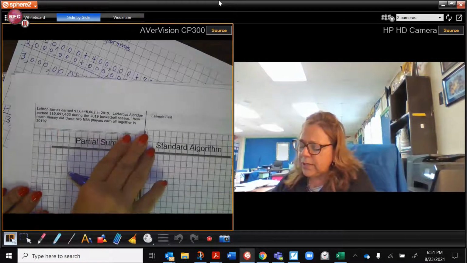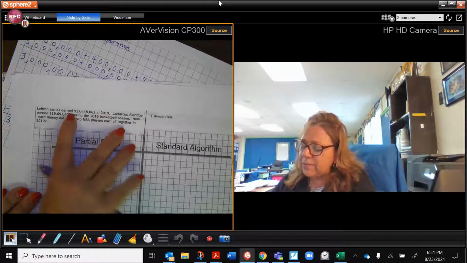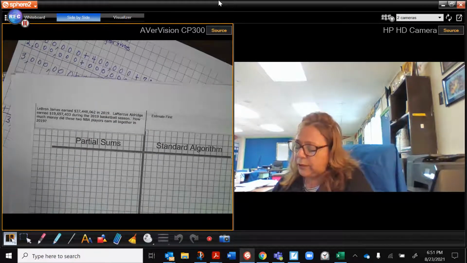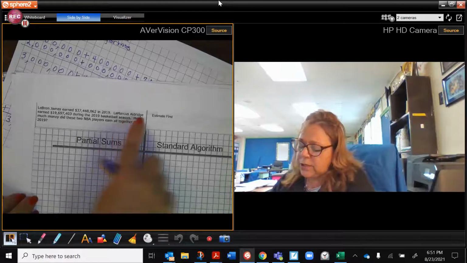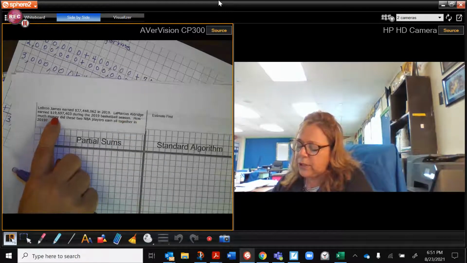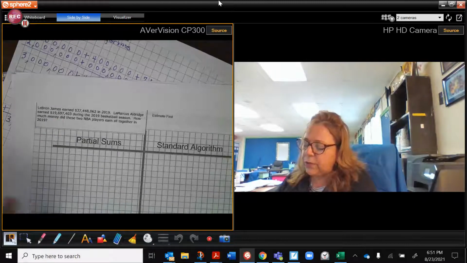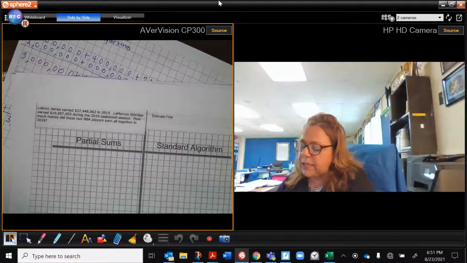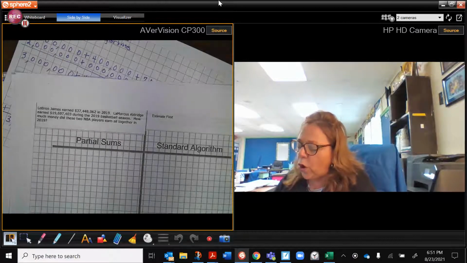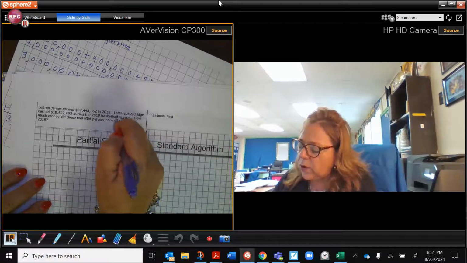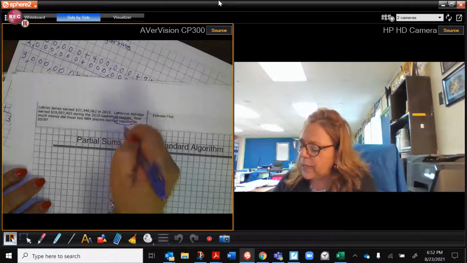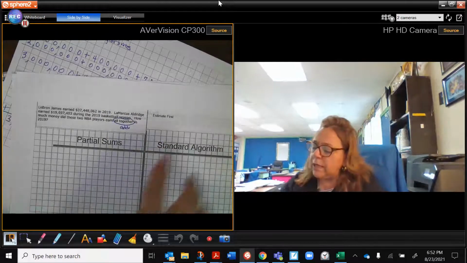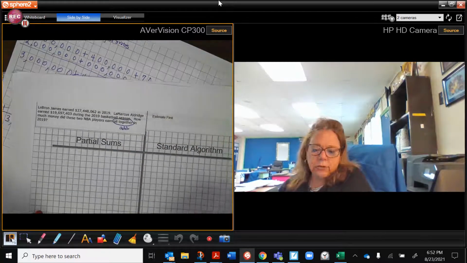LeBron James, we're going to do the same thing. We're looking at his money, how much he earned. This is pretty accurate, I believe. I would have to Google it. So LaMarcus Aldridge earned $19,697,403 during the 2019 basketball season. How much money did these 2 NBA players earn all together? Keyword all together means to add. Remember what you need to do. So estimate, partial sums, and standard.